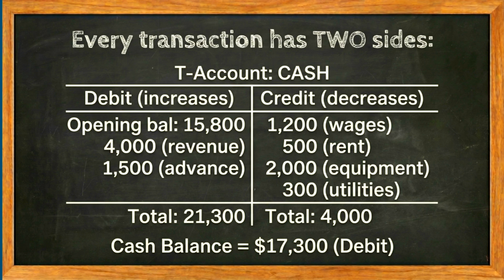By the end, each account will have one final balance, either a debit balance or a credit balance. And those balances are what we will use in the next step to prepare the trial balance.